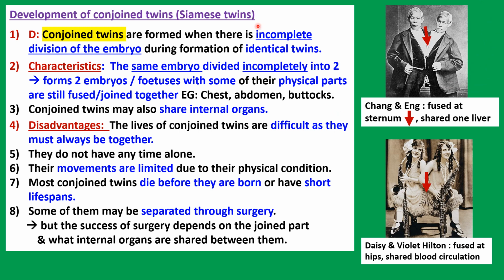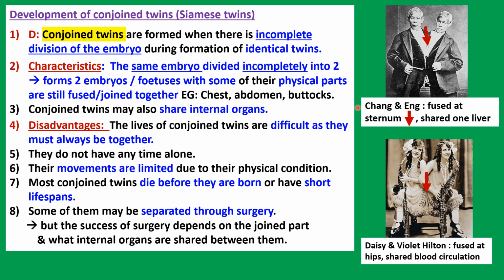Now let's talk about an interesting type of twin here called the conjoined twins or Siamese twins. So what are conjoined twins? They are formed when there is incomplete division of the embryo during the formation of identical twins. Okay, so they're actually identical twins, but the embryo did not divide completely. Characteristics: the same embryo divided incompletely into two parts, two embryos. So it forms two embryos, and later these will develop into two fetuses, with some of their physical parts still fused together or joined together.